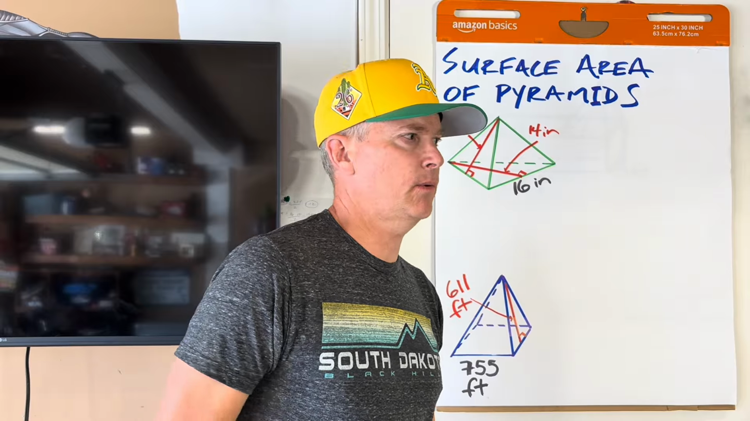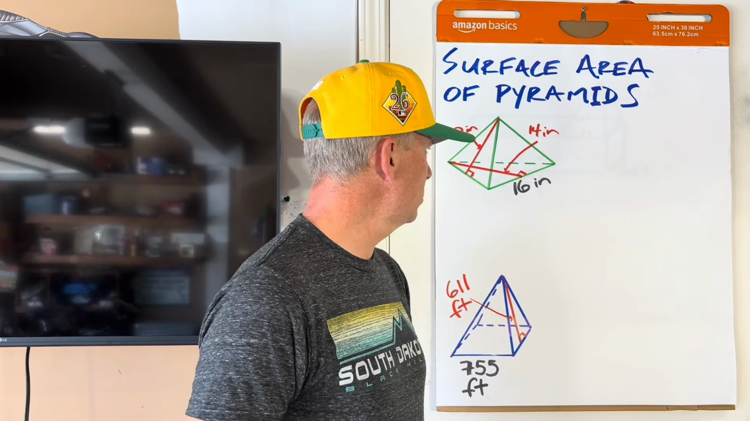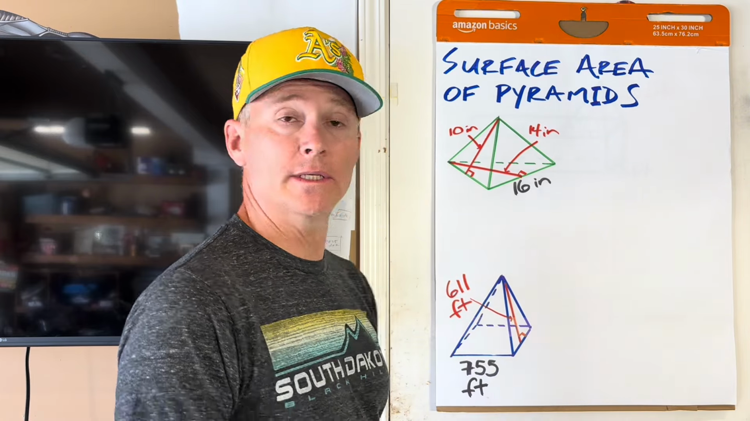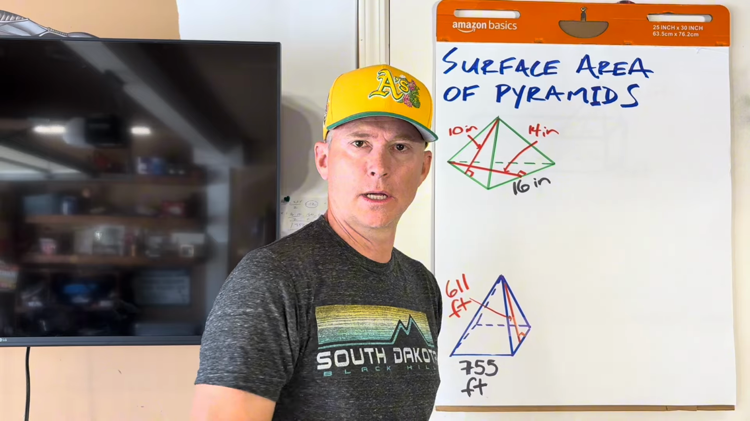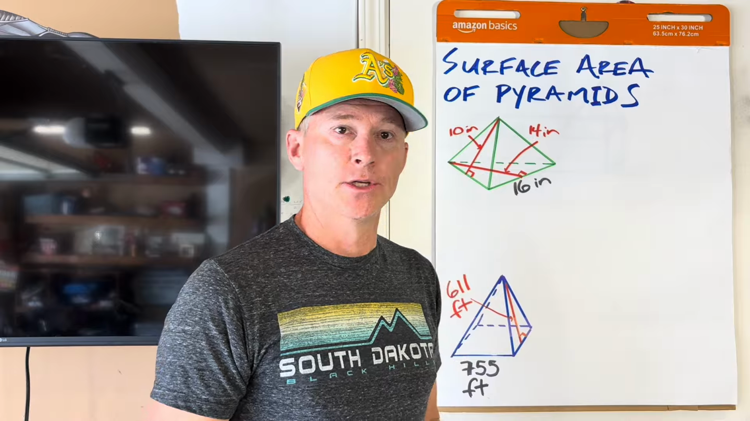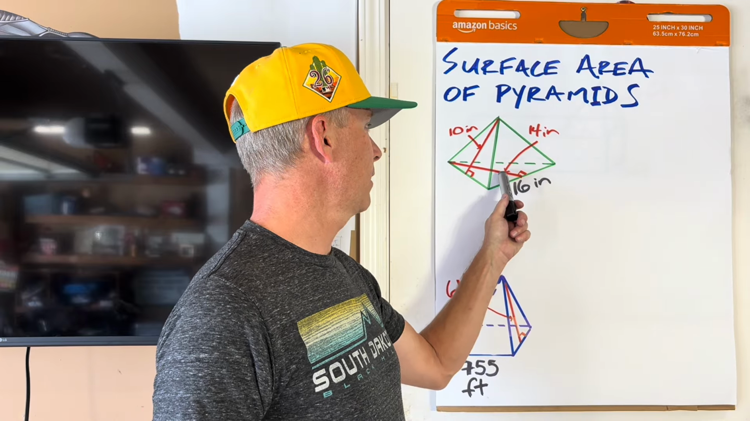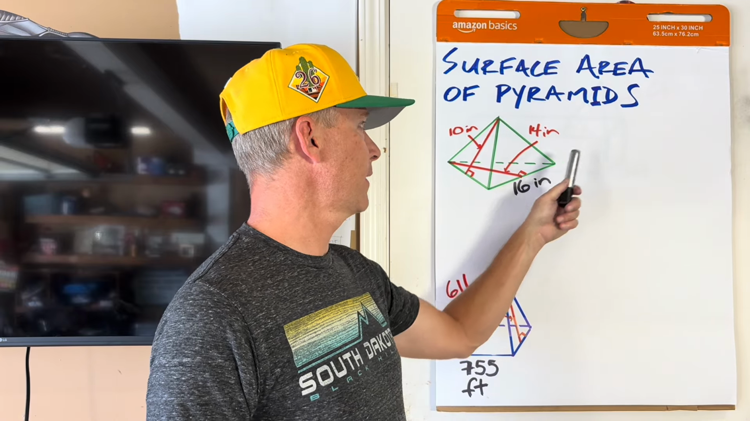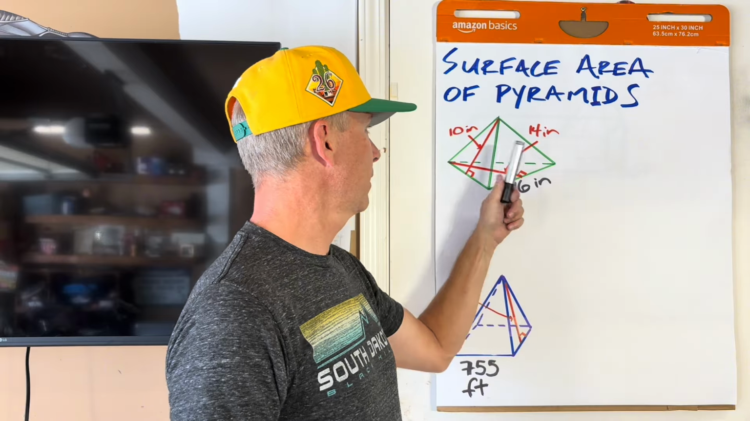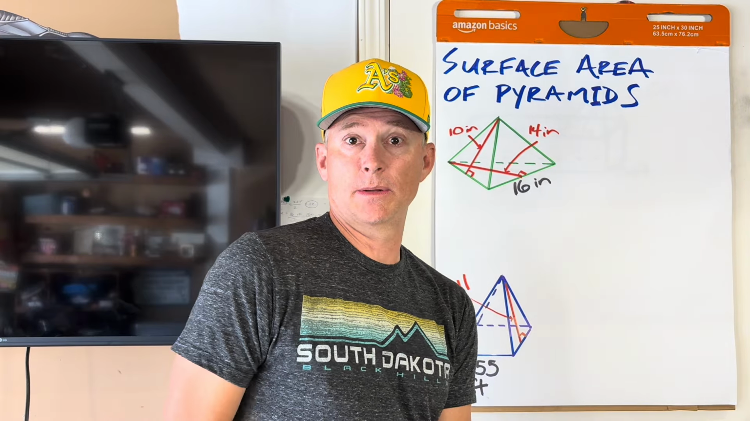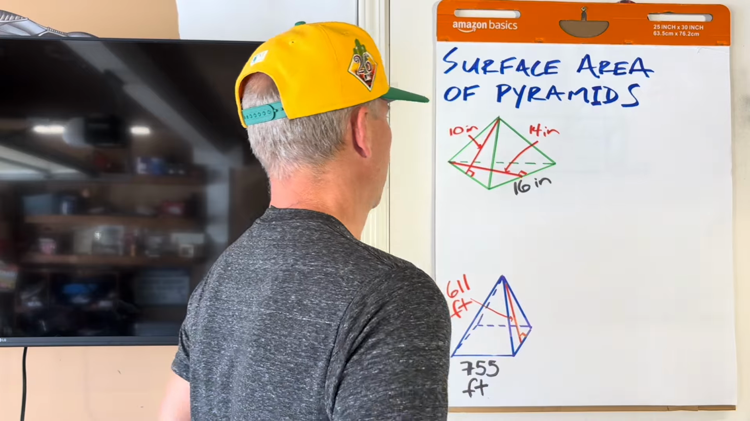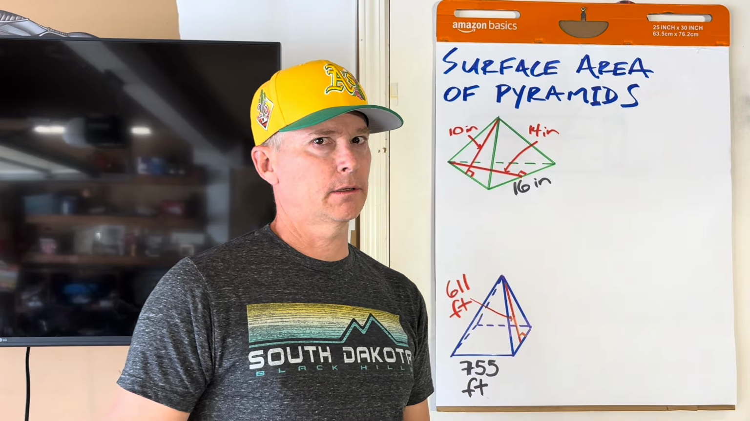Just like we did prisms, this is a little simpler because as long as the base is a regular polygon, the lateral faces are always the same. So we find the area of the base, which is a triangle, by itself. Then we find the area of one lateral face, and multiply that by however many faces there are.